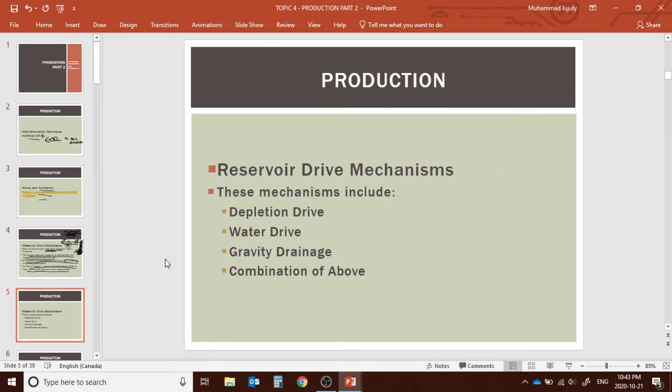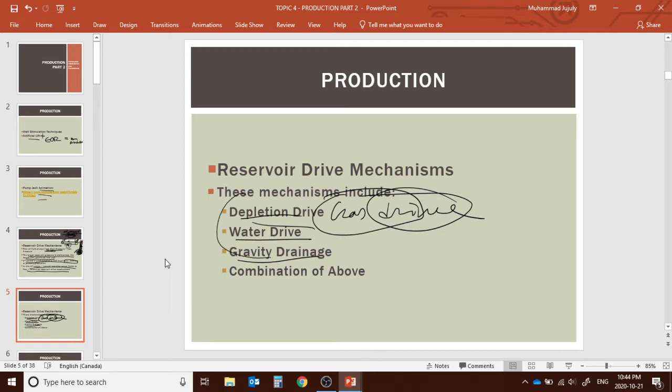So what are the natural drives? There are several types of natural drives. One is the depletion drive. Sometimes we call it gas drive also. Remember that: depletion drive or gas drive. Then there's the water drive, the gravity drainage, and there's a combination. In most cases it's actually a combination of the above, either all of them or a combination of two. But these are the main drives.